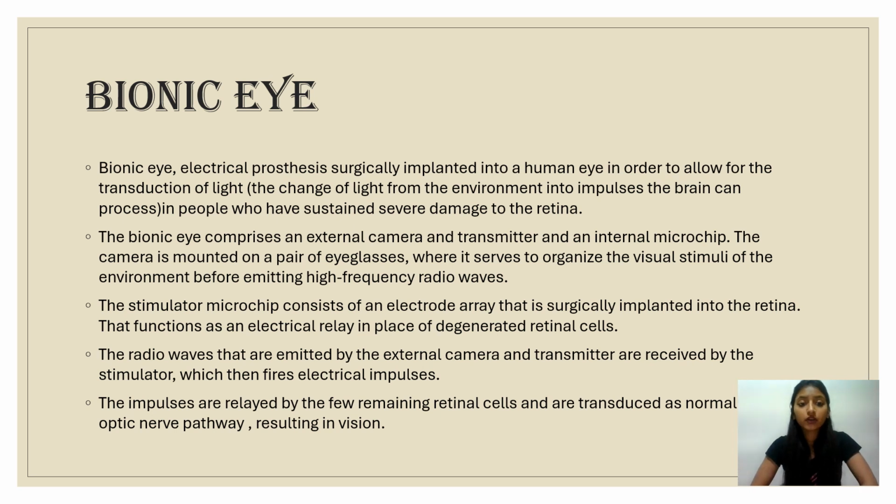The stimulator microchip consists of an electrode array that is surgically implanted into the retina and functions as an electrical relay in place of degenerated retinal cells. The radio waves that are emitted by the external camera and transmitter are received by the stimulator, which then fires electrical impulses. The impulses are relayed by the few remaining retinal cells and are transduced as normal to the optic nerve pathway, resulting in vision.